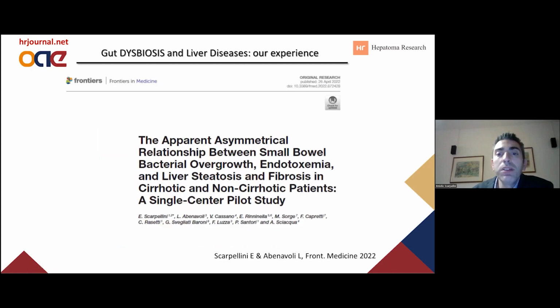And this is what we did with Ludovico very recently. We had a chance to publish this work, trying to study ex vivo what happens to gut microbiota dysbiosis in a cohort of cirrhotic and non-cirrhotic patients from our center here in Marche.